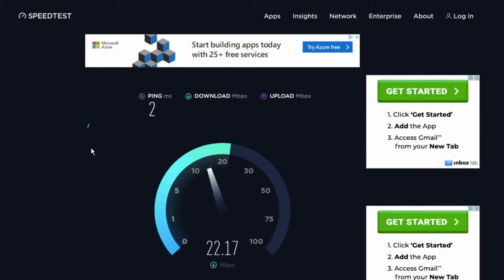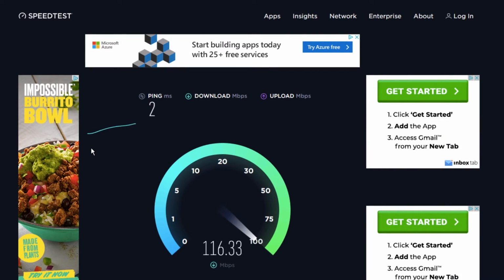My VPS connection is much better than what I get at home or what I get traveling. So for example, here's a quick test I did on the VPS for the speed. Pretty good, in my opinion. Okay, so that's the first thing.